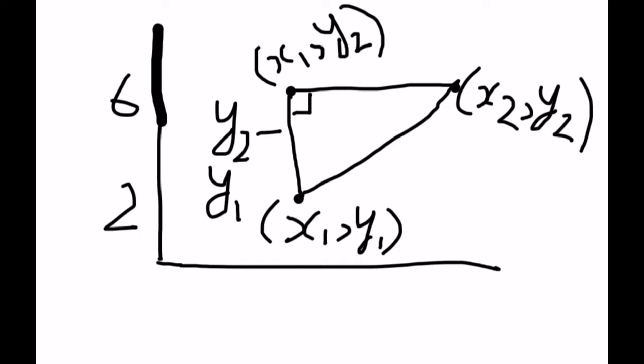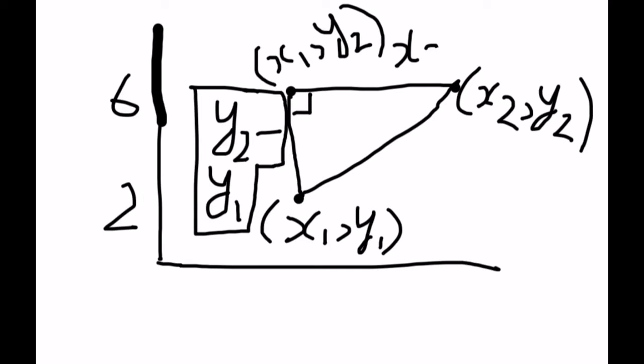The same thing applies to this side, so it's y2 minus y1. And the same thing applies to the other side, which is parallel to the x-axis, but this time it is x2 minus x1. It's just the same logic but different variables.